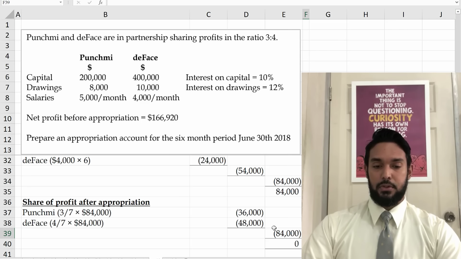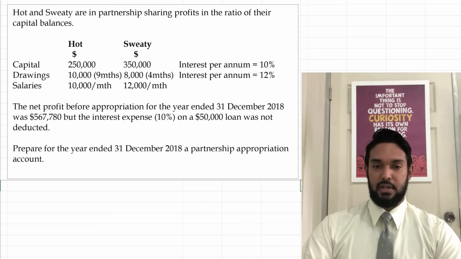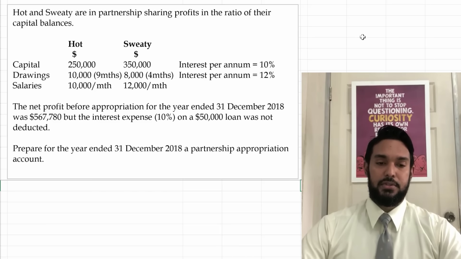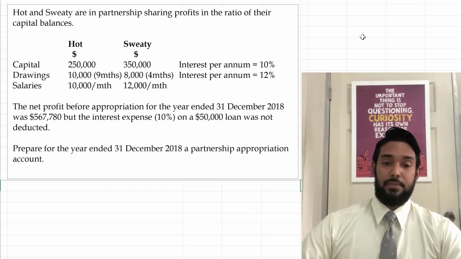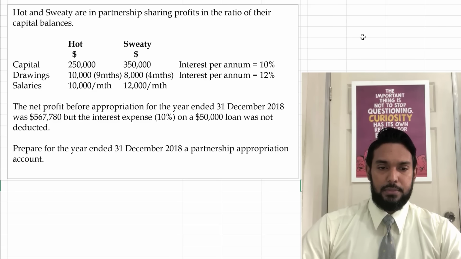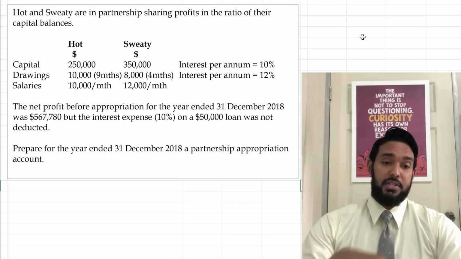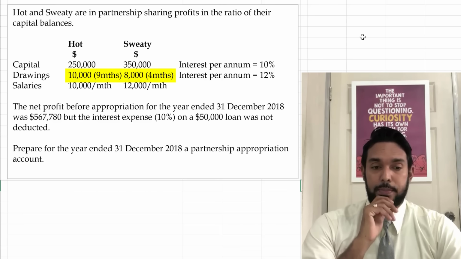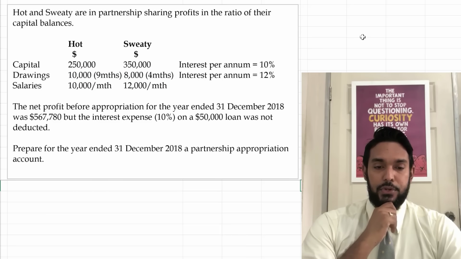Okay, one more example to go. Let's take a look and see what this example is about. Hot and Sweaty are in partnership sharing profits in the ratio of their capital balances. So we have another example that came back. Hot and Sweaty, capital, drawings. So we see next to drawings we have 9 months and 4 months, so we know we're going to have to adjust those. Net profit before appropriation was that, but the interest expense on a $50,000 was not deducted.